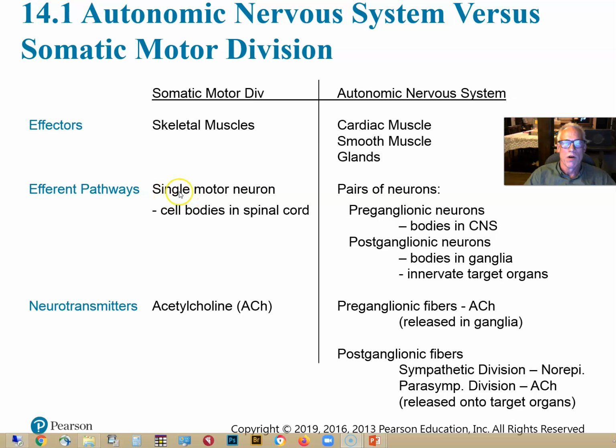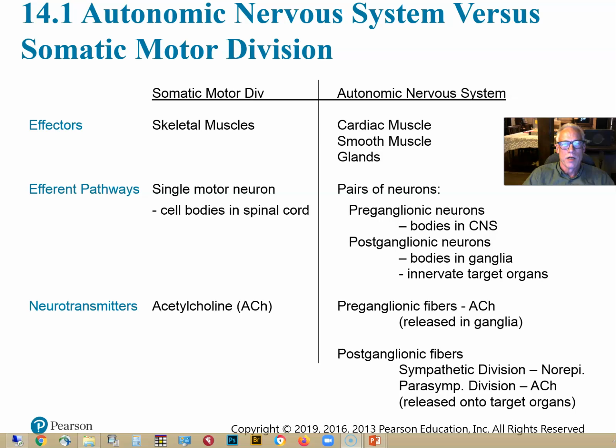The somatic motor neurons go directly from the spinal cord right to the skeletal muscles, one neuron per pathway. In the autonomic nervous system, always pairs. There's a ganglion, where they connect, or a synapse. So the first neuron in the pair is called the preganglionic neuron, and its cell bodies are in the spinal cord or the brain stem, so in the central nervous system. The postganglionic neurons emerge from the ganglia, that's where their bodies are, and they travel out to the target organs, and their terminals innervate the target organs.